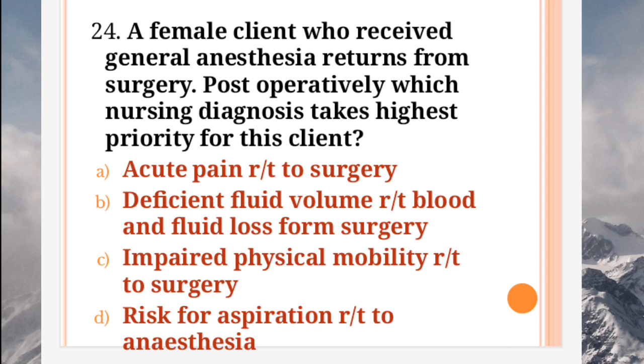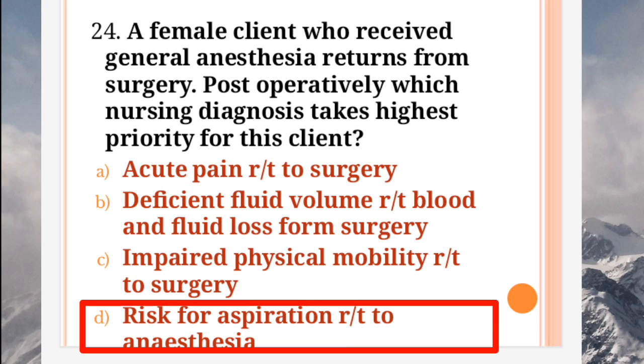Next question. A female client who received general anesthesia returns from surgery. Postoperatively, which nursing diagnosis takes highest priority for this client? Options: A. Acute pain related to surgery, B. Deficient fluid volume related to blood and fluid loss from surgery, C. Impaired physical mobility related to surgery, D. Risk for aspiration related to anesthesia. Answer is D. Risk for aspiration related to anesthesia.